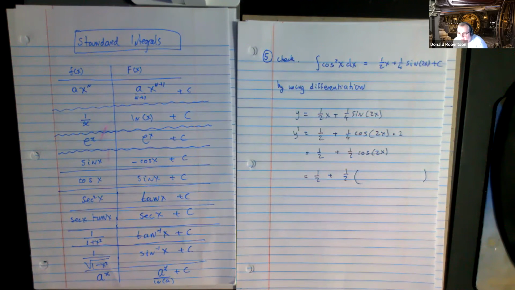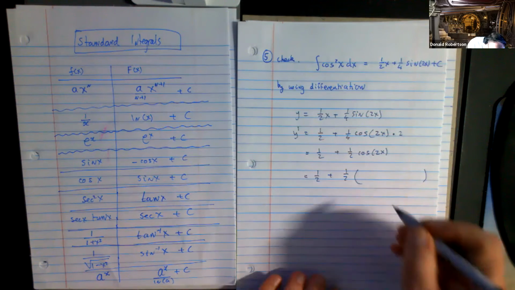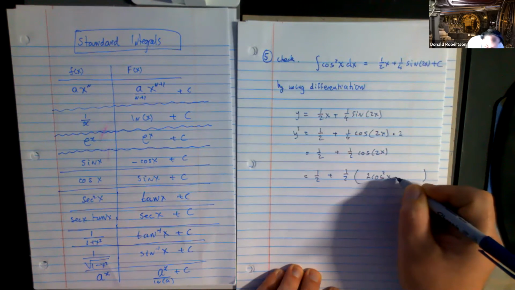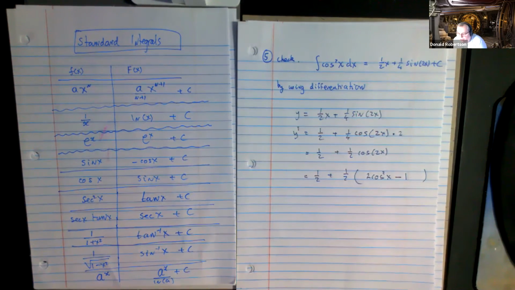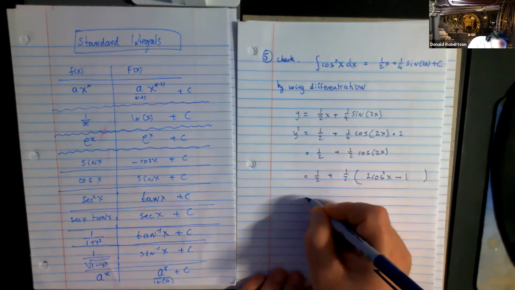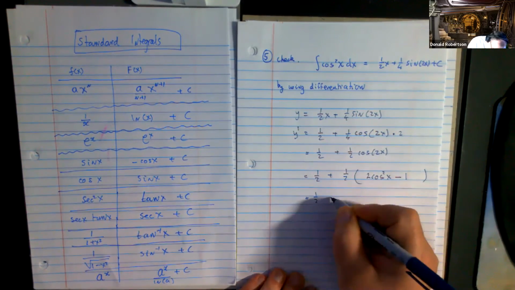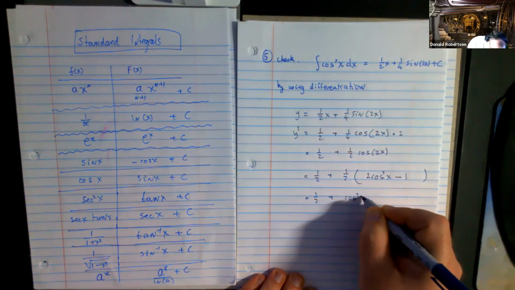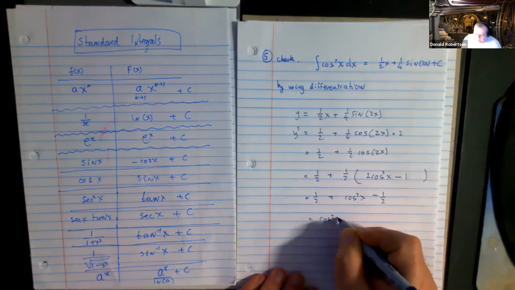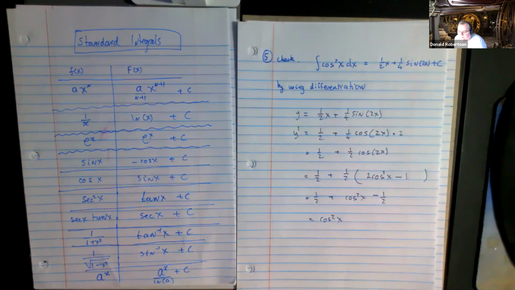If you look through your list of identities, there's a group of identities called the double angle ones, and they allow you to change the cosine of 2x. And one of the versions of that, because there's 3 of them, is that. So I'm turning the cosine of 2x into 2 cos squared x minus 1. I'm then going to distribute. Bingo, it works.